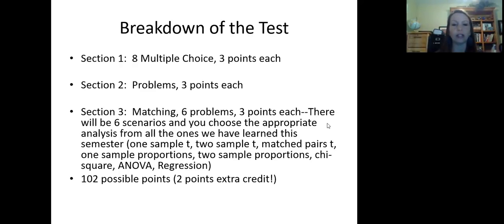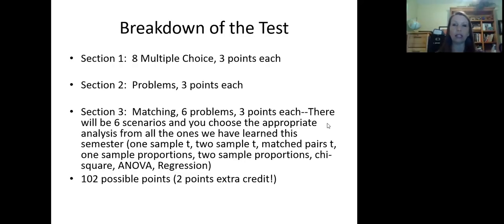Regression is a little bit different. It's not even on the flow charts that I gave you. The key thing to look for in a regression problem is that most of the time when we're doing regression, our goal is to make predictions. So if it says we want to be able to use height to predict weight, that would be an indication that you're dealing with regression.